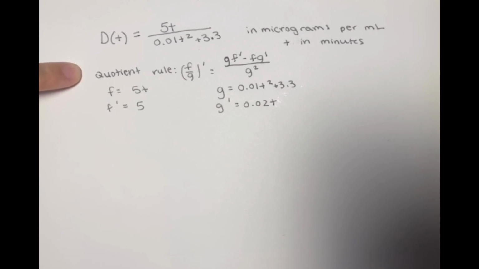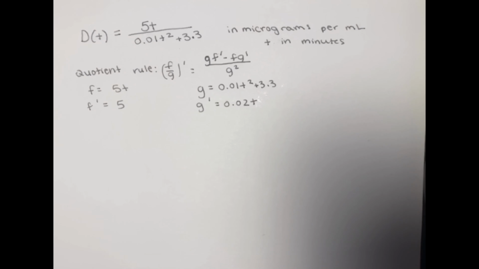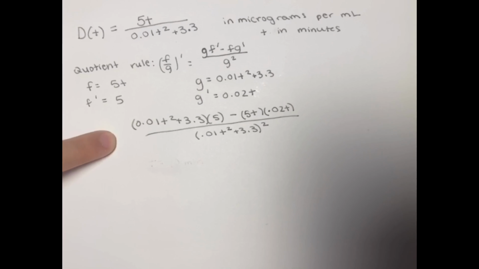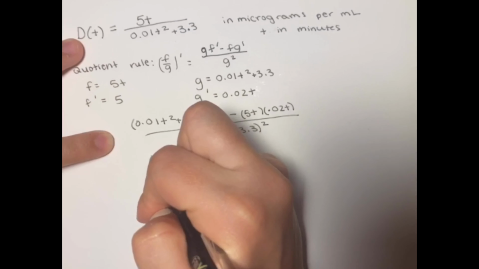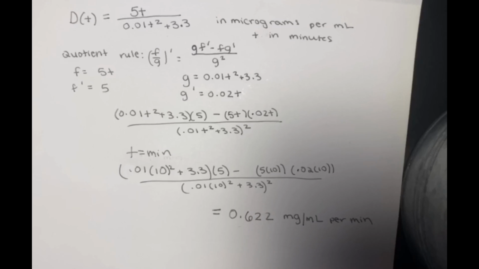This is the equation for the quotient rule. I set 5t as f and 0.01t squared plus 3.3 as g. f prime is 5 and g prime is 0.02t. Once I plug in all the variables, I get this equation. If I want to find the rate at which the drug is entering the bloodstream at time t equals 10 minutes, I would plug in 10 for all the t variables. My final answer is 0.622 micrograms per milliliter per minute at time equals 10 minutes.